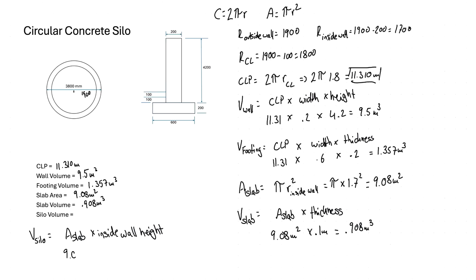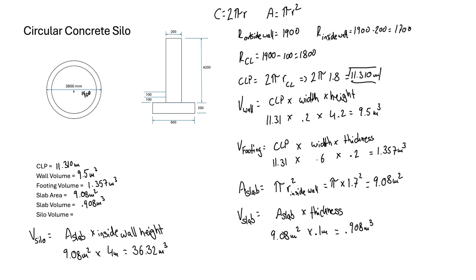9.08 meters squared times, well, let's have a look here. Inside wall height from the outside is 4,200 or 4.2. And we have 100 mil space and then 100 mil slab. So 4.2 minus 0.2 gets us to 4 meters. Punching that into the calculator, 9.08 times 4 gets us to 36.32 cubic meters of whatever we want to store in there.